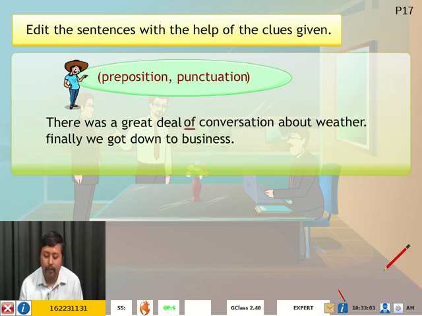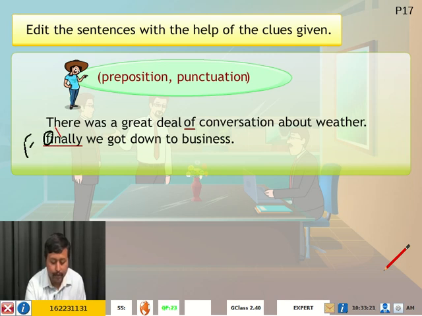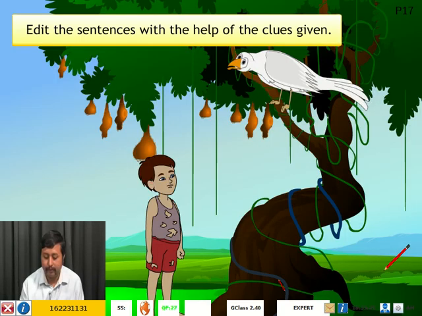Then punctuation, where is that? You see, there is a full stop on this line. So after the full stop, we need, very good, so we say what? Finally should be in capital. Okay, this should be this. Okay.